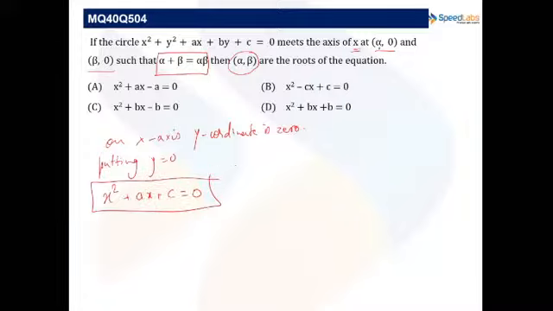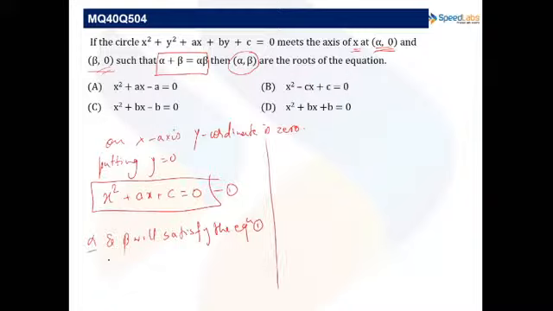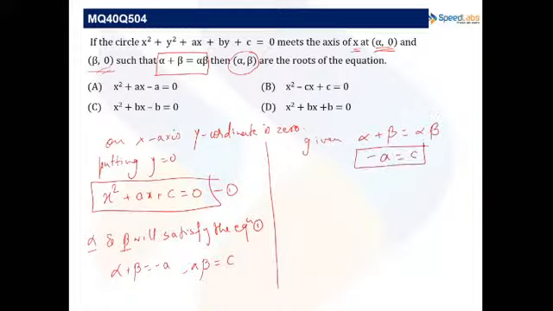Now see, it is given that it meets the x-axis at 2 points alpha and beta. So alpha and beta will satisfy equation 1. So we can say alpha and beta are the roots of this equation. So from sum of roots, which is equal to minus b by a, that is minus a upon 1 here, and the product of roots will be c. It is also given alpha plus beta equals alpha beta, that is minus a equals c.